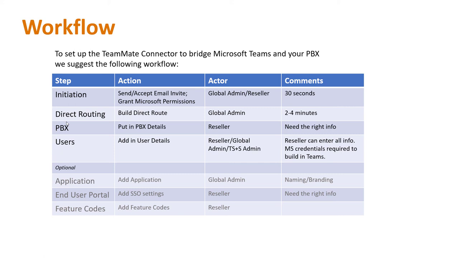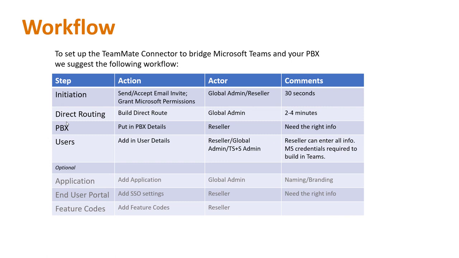The first 4 steps have to be performed to activate the dial pad and set everything up via PowerShell. This spreadsheet details what the action is. Initiation involves a reseller sending an email and a global admin clicking through the complete button on the email and authorizing permissions. Direct routing is that same global admin clicking on direct routing and setting up, inputting the invitation code they've received, selecting a domain, and kicking off the setup process for the direct routing, which generally takes 2 to 4 minutes, although it is subject to Microsoft propagation and can take longer.